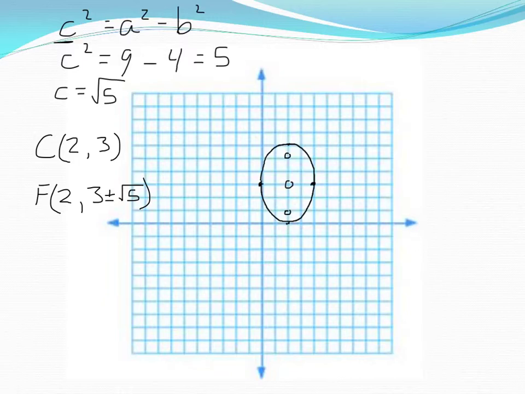Recall that we also have this idea of eccentricity. That's the relative roundness of the ellipse. That's always the focal radius divided by the semi-major axis. In this case, that's the square root of 5 divided by 3. That's roughly equal to 0.75. So this is much more like an oval than a circle.